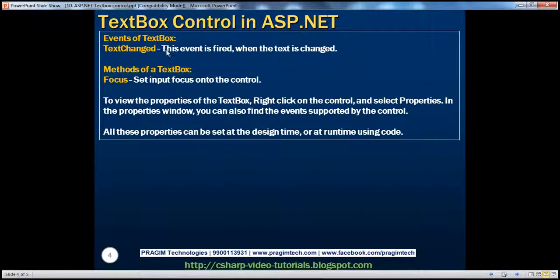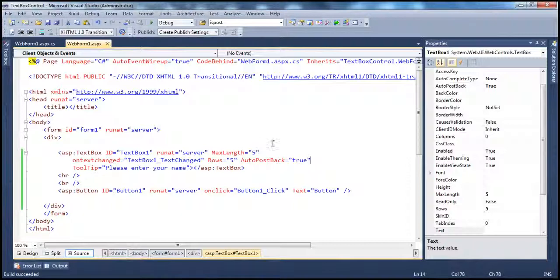And we have already seen that text changed event is one of the events supported by the text box control, and this is fired whenever the text is changed. And this is one of the very interesting methods, focus method. And as you can see, this method can be used to set the input focus onto that control. Let's say if I have a large form where we are capturing information from the employee or a customer, and we want a specific text box control to receive the focus when the web form is loaded, then you can use this focus method. Let's see how to actually use that.